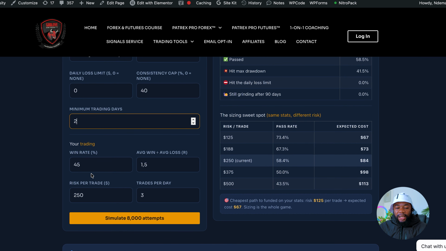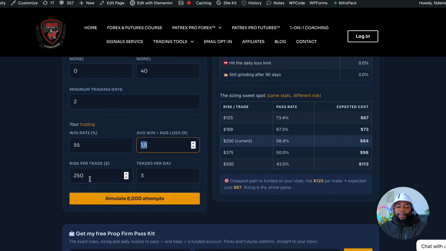And winning trading days, let's say win rate. What's the win rate of your strategy? If we take GU MVRO again, and we just put a 55% win rate, and we're even using a risk to reward of 1:1.5, not even 1:2, 1:1.5. Let's say risk per trade, we're risking 0.5% of our account, taking a maximum of 5 trades per day. Let's simulate. Out of 8,000 attempts, let's simulate. Are you guys ready? Boom.